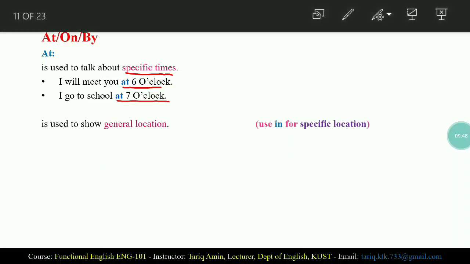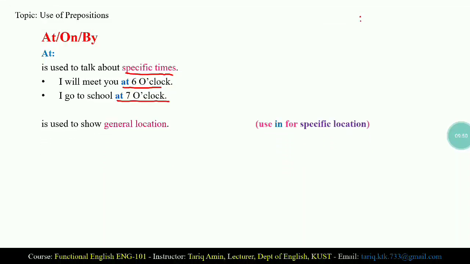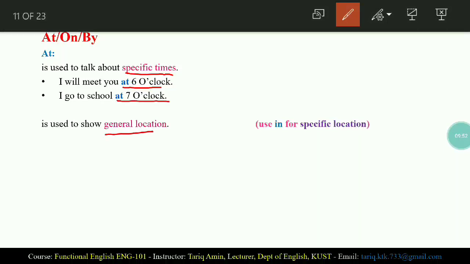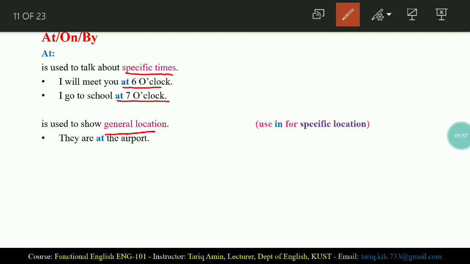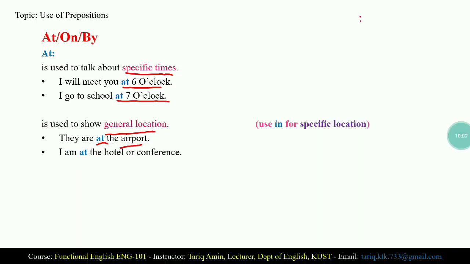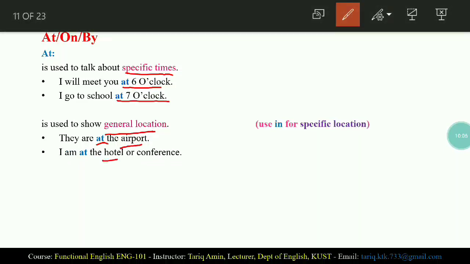And at is used to show general location as well. For example, they are at the airport. So airport is a general location. It is not a specific location. And I am at the hotel or I am at the conference. So it shows a general location. And we use the preposition in for specific locations. We don't use at for specific locations. We use in for specific location.